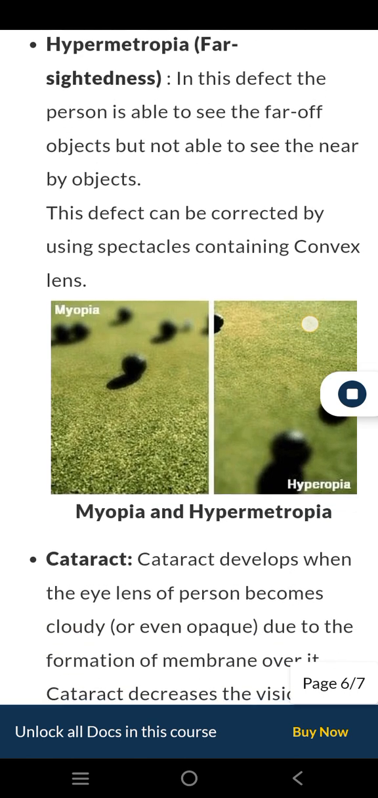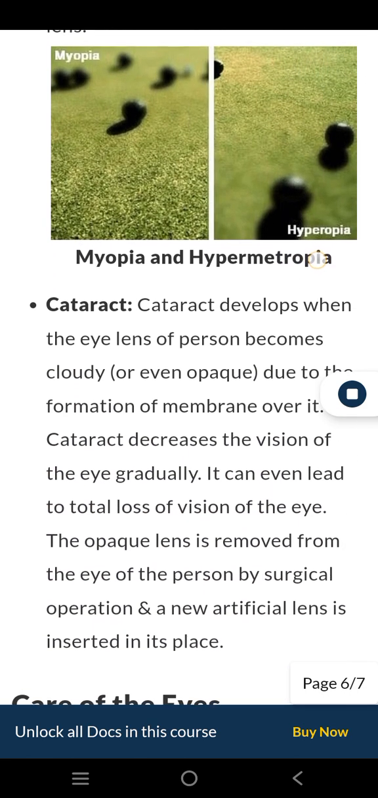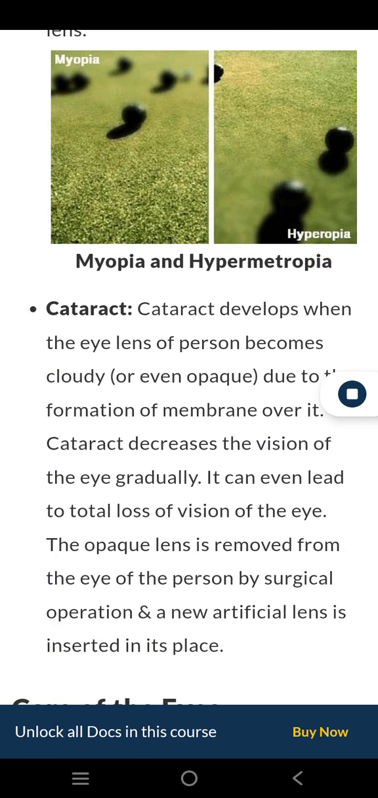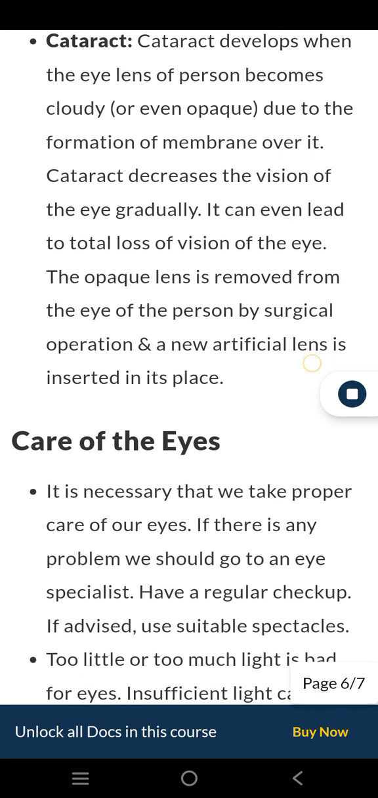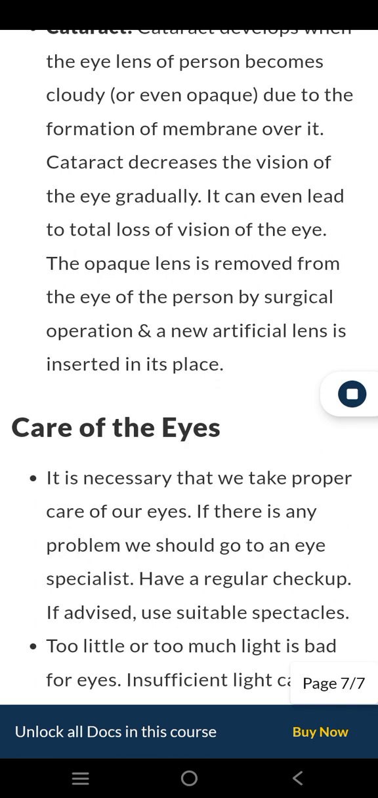Myopia and hypermetropia. Cataract. Cataract develops when the eye lens of a person becomes cloudy or even opaque due to the formation of membrane over it. Cataract decreases the vision of the eye gradually. It can even lead to total loss of vision of the eye. The opaque lens is removed from the eye of the person by surgical operation, or a new artificial lens is inserted in its place.